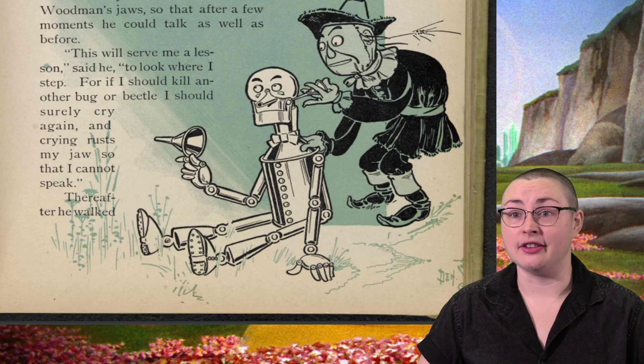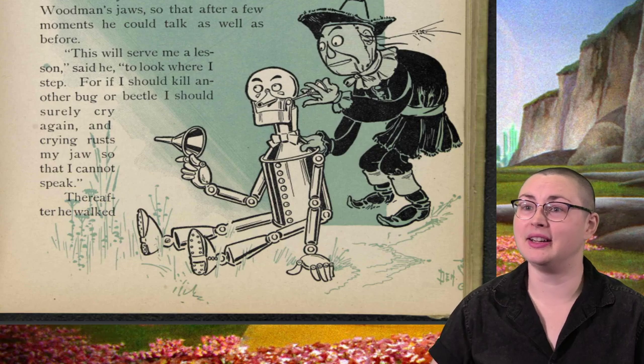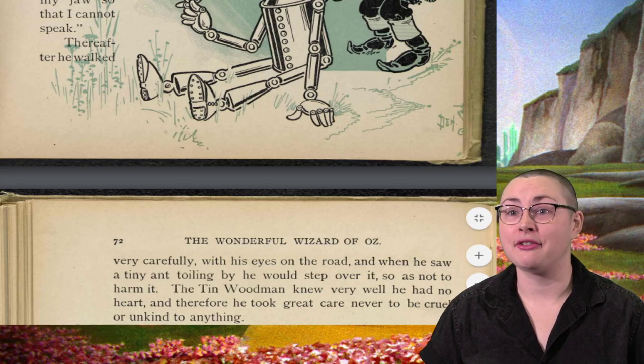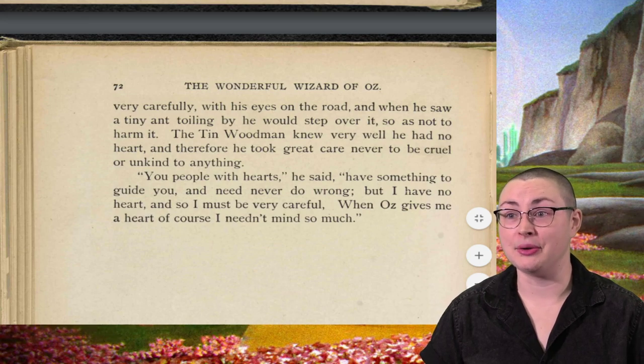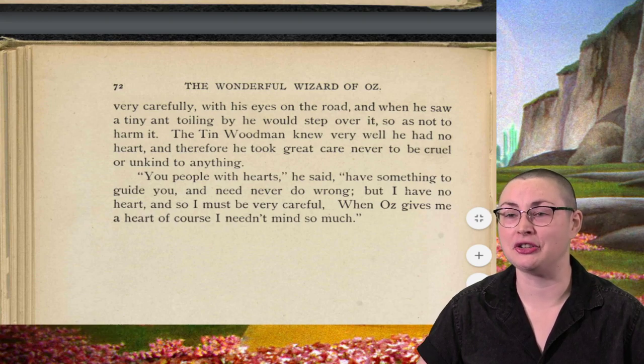"This will serve me a lesson," said he, "to look where I step, for if I should kill another bug or beetle, I should surely cry again, and crying rusts my jaw so that I cannot speak." Thereafter, he walked very carefully, with his eyes on the road, and when he saw a tiny ant toiling by, he would step over it so as not to harm it.